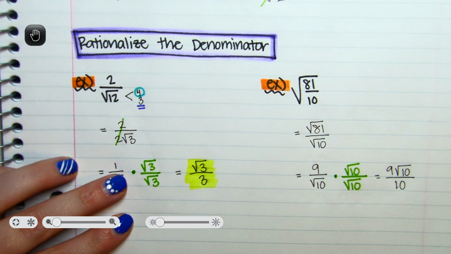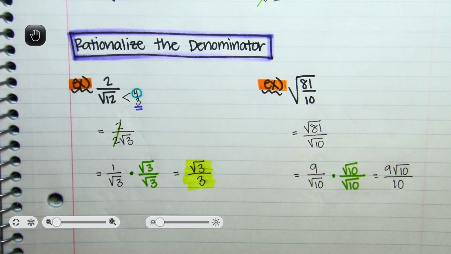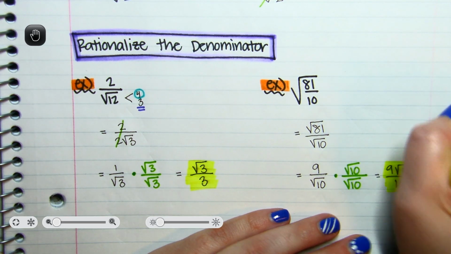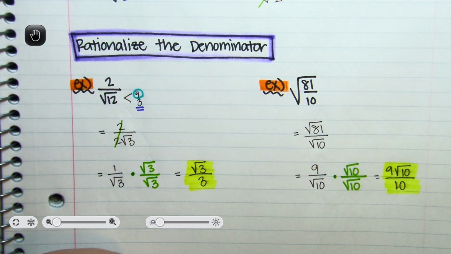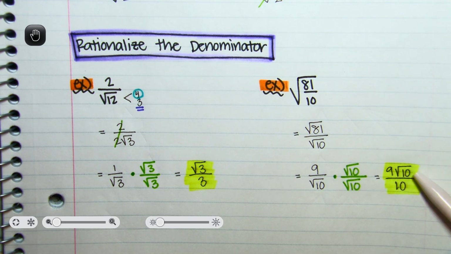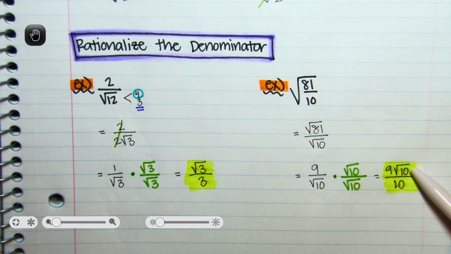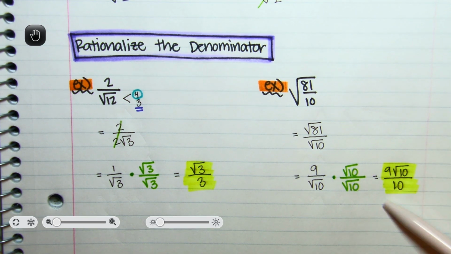Now, does anything simplify further? You should have said no. The 9 over 10 does not simplify. And just in case you're wondering why we can't cross out the radical 10 and the 10, is because the radical 10, that's underneath a radical. The 10 down here, if you were to put that in a radical, it'd be like saying the square root of 100, which is not the same. That's why you can't just cross these out.